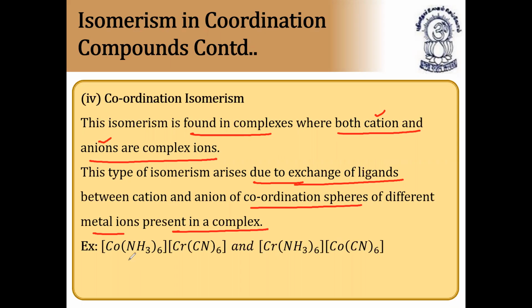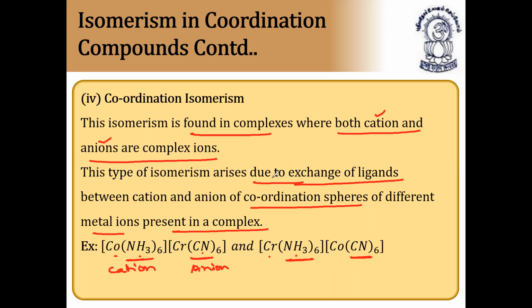complex. So this is nothing but Co(NH3)6 and Cr(CN)6. So this is the cationic complex, and this is the anionic complex because CN taken 6 times is there. So exchange, this can be done as Co(CN)6 and Cr(NH3)6. So the ligands have been exchanged. With cobalt, ammonia is there, with chromium cyanide is there, and here with chromium ammonia has come, and with cobalt cyanide has come. So this is anion and this is cationic complex.